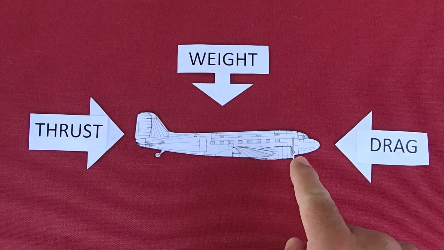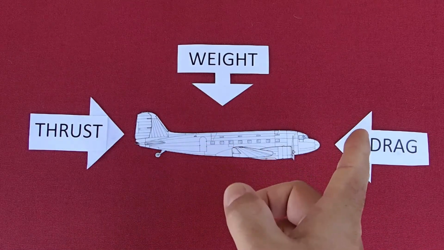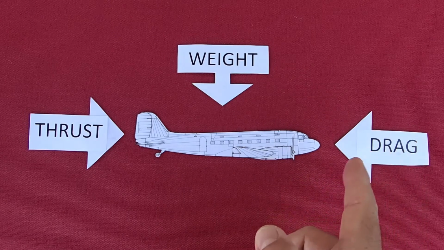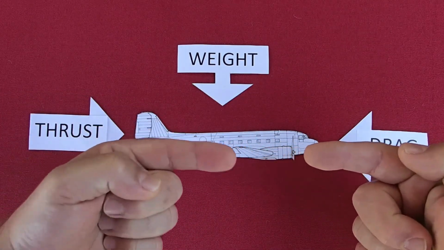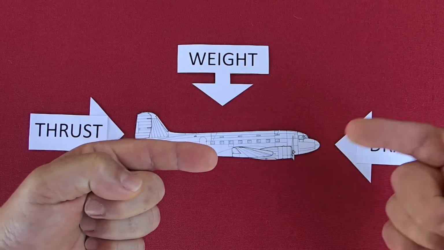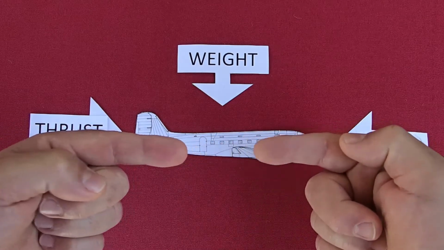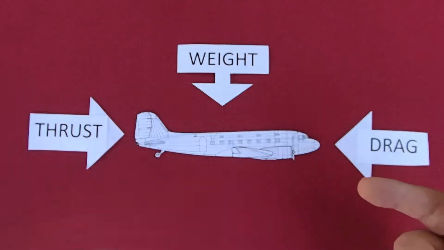As long as you're producing thrust, the plane will keep moving forward. You add more thrust, you can go faster until the two forces balance out. If you reduce the thrust, then the drag overpowers it and the plane slows down. If you add thrust, the thrust overpowers the drag and the plane will go faster.